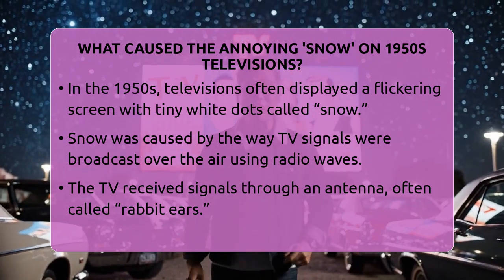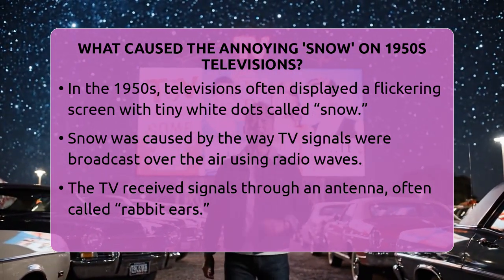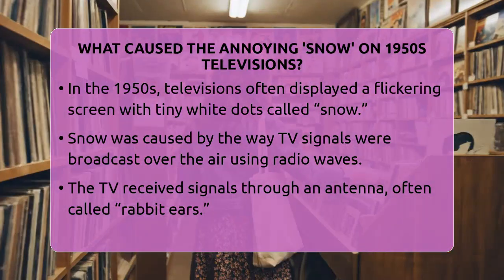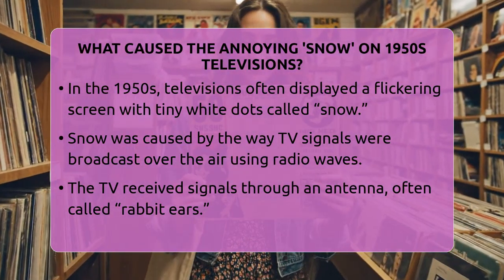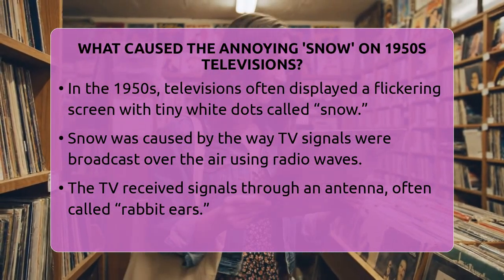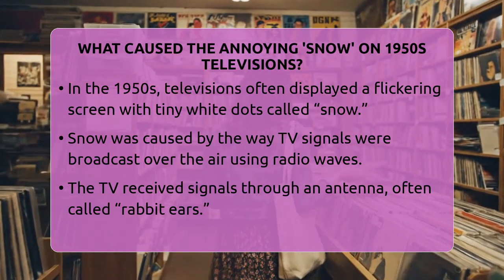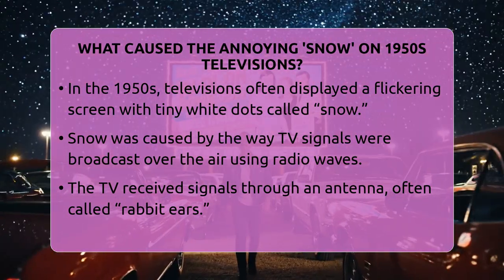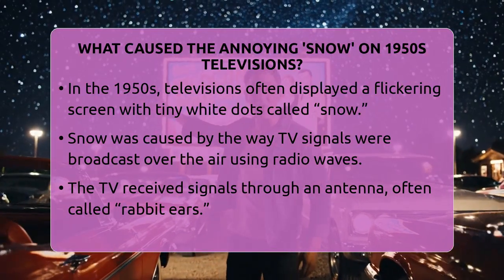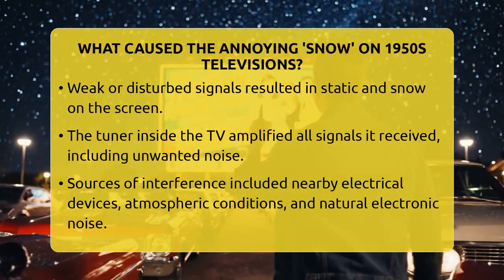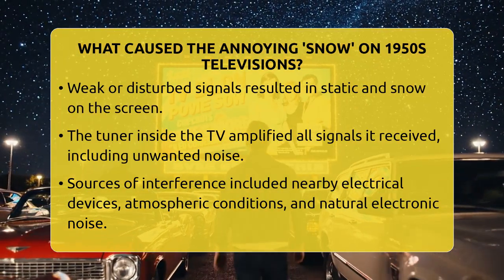Televisions in the 1950s received signals broadcast over the air using radio waves. These signals traveled through the air and were picked up by an antenna, often called rabbit ears. When the signal was strong and clear, the picture was sharp and bright. But if the signal was weak or disturbed, the picture would break up into static and snow.